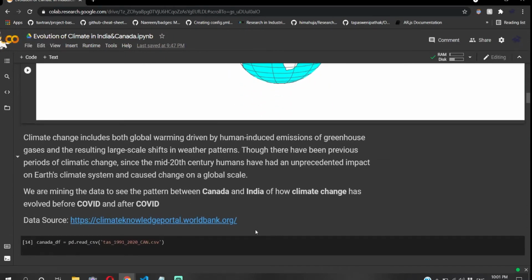And talking about climate change, it includes both global warming driven by human induced emissions of greenhouse gases and the resulting large scale effect in weather patterns. It has been a phenomenon from the mid 20th century, and I have taken the dataset from worldbank.org of both Canada and India, and we are mining the data to see the pattern between Canada's and India's climate change before COVID and after COVID, and also comparing between the two.